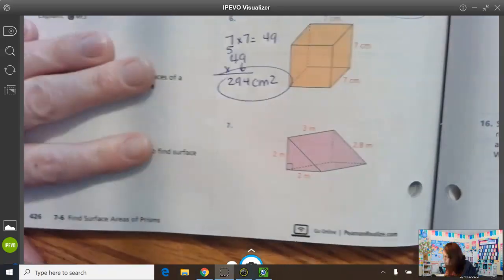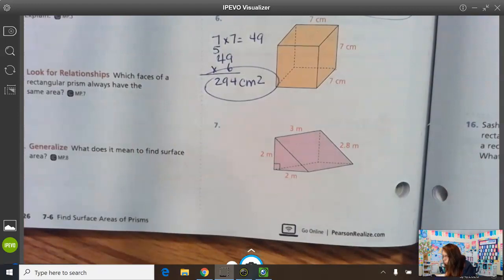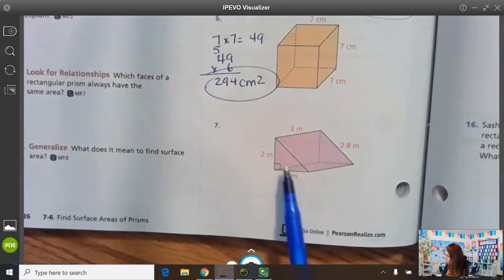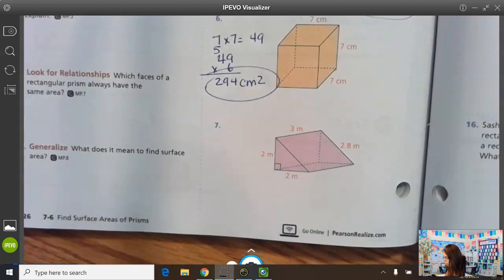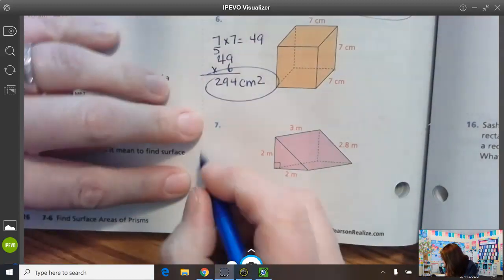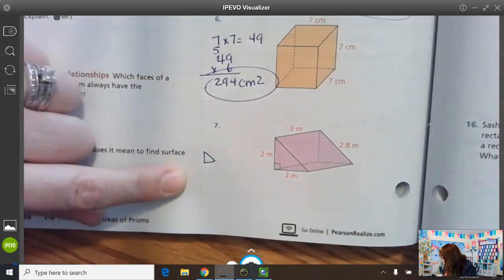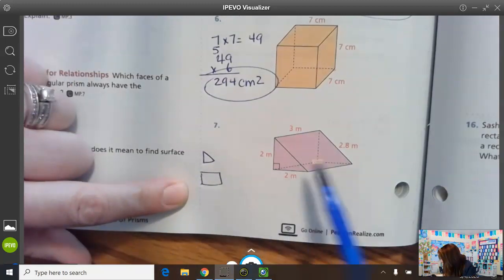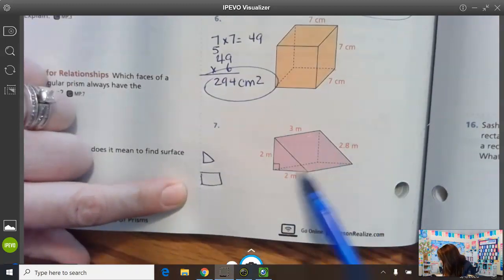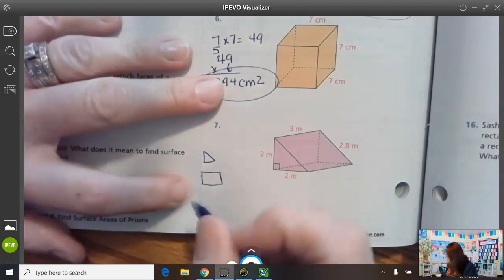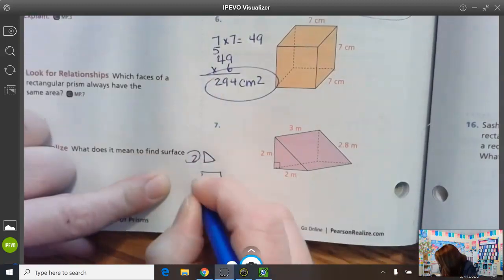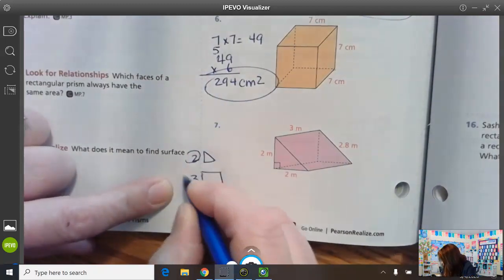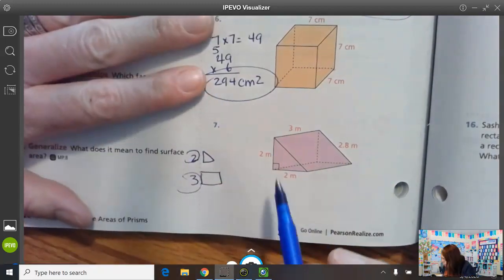All right, let's look at number 7 and then we'll do some practice. So we have a triangular prism here, meaning that it does not come to a point like a pyramid. It is a prism. We have formulas for triangles and rectangles in this problem. So I have 2 triangles that are going to have the same dimensions, and I am going to have 3 rectangles, the front, the back, and the bottom piece that it's sitting on. So there's going to be 2 of these and 3 of those.